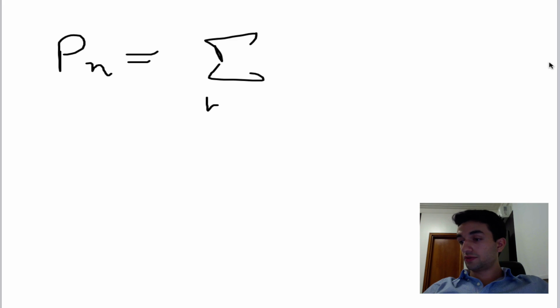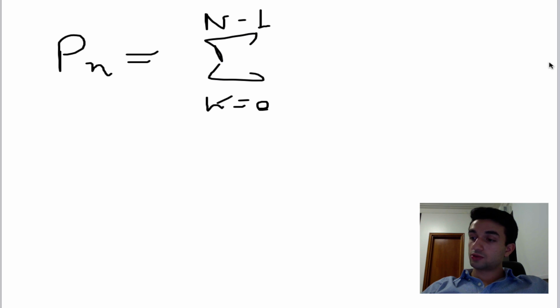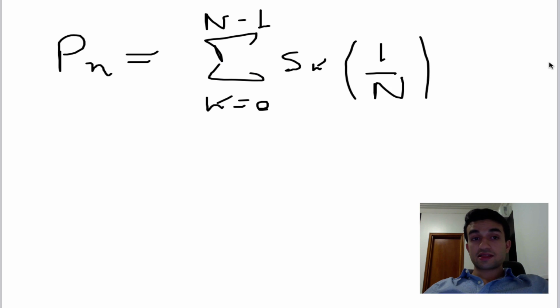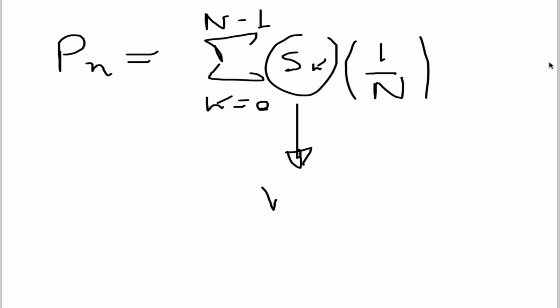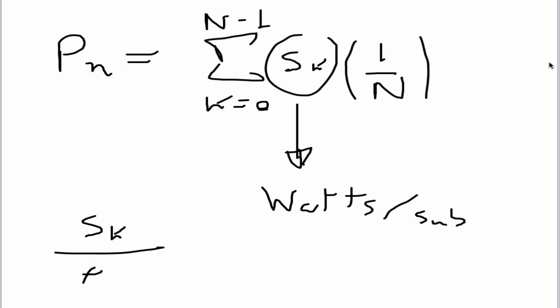So the total power is equal to the summation from k equals 0 to capital N minus 1 of S k times 1 over N. And this estimator gives the PSD in units of, let's say, watts per subcarrier of the FFT, not watts per analog frequency, per hertz. So in order to have the PSD in watts per hertz, you still need to convert it by dividing S k by the sampling frequency Fs.